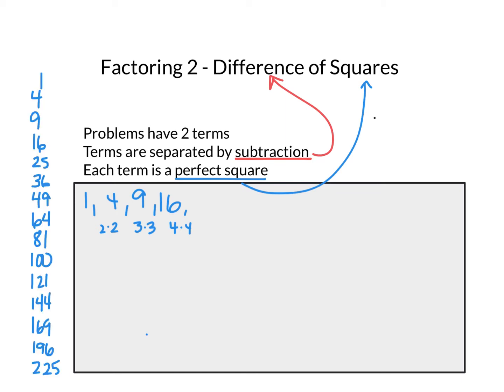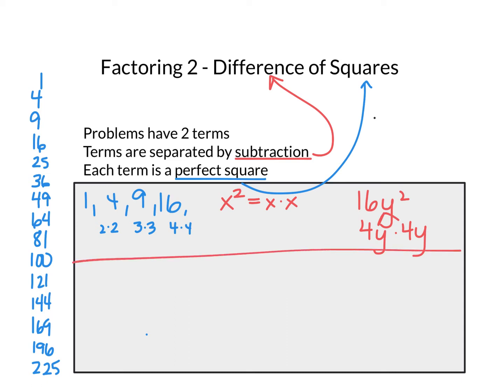All right, so there's my list off to the side. I just thought it might be easier to stack it vertically. So let me give you some examples of other things that are perfect squares. X squared is a perfect square because it can be written as x times x. 16y to the second is a perfect square because it can be written as 4y times 4y. Other things that are perfect squares can look different. Let me give you some examples of ones that look different.